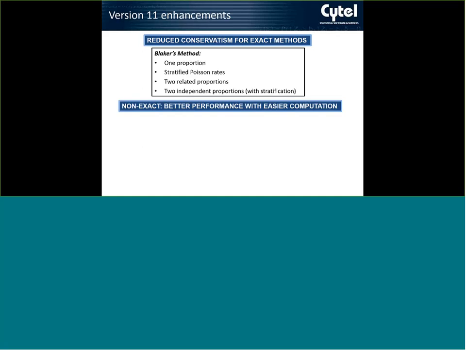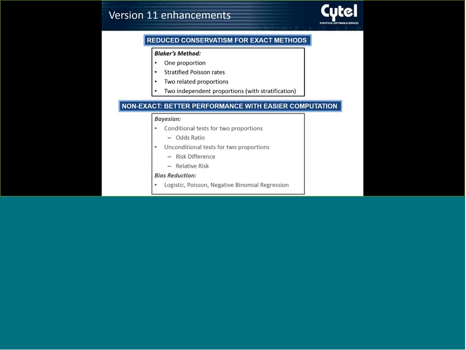Under the category of near exact methods, there have been a couple of things added to the toolkits in both StatXact and LogXact that allow decent performance for small or moderately large samples at a much lower computational cost. So these aren't necessarily exact in the sense that they're guaranteed to preserve the type 1 error rate, but they perform well, and they're included to increase the flexibility that researchers have when they're analyzing data in StatXact.